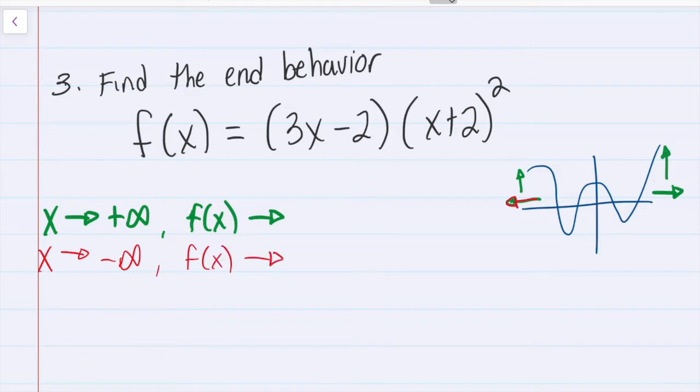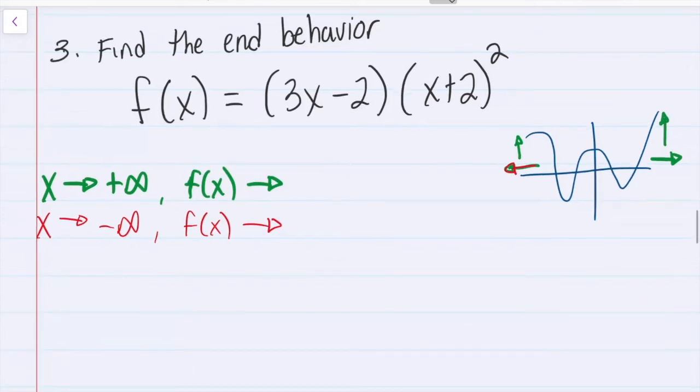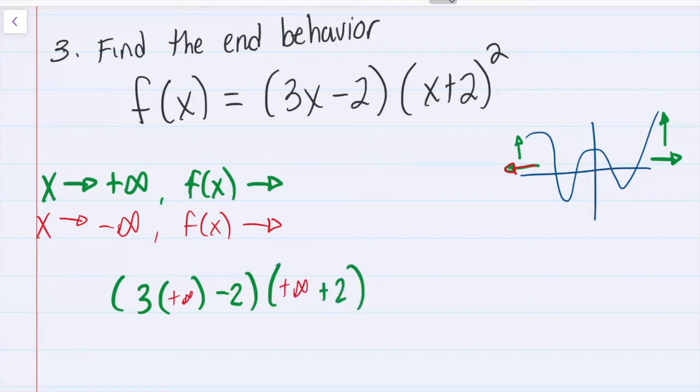Well, let's answer these questions, guys. For the first one, when my x is a big positive number, let's plug it in. So we have 3 parentheses. Let's pick a big positive number, positive infinity. You can think of it as a positive million, whatever you want, but just a big positive number. And then same thing over here, it's going to be a big positive number, plus 2 squared. Don't forget it's squared.